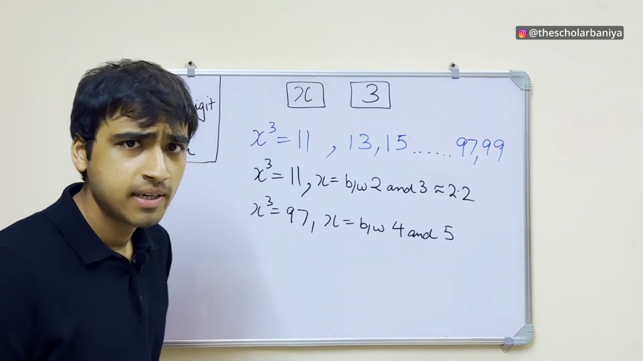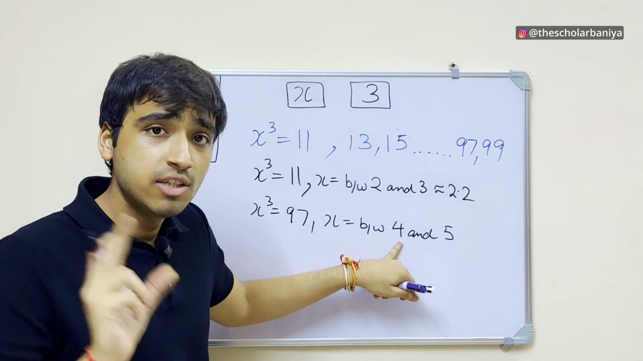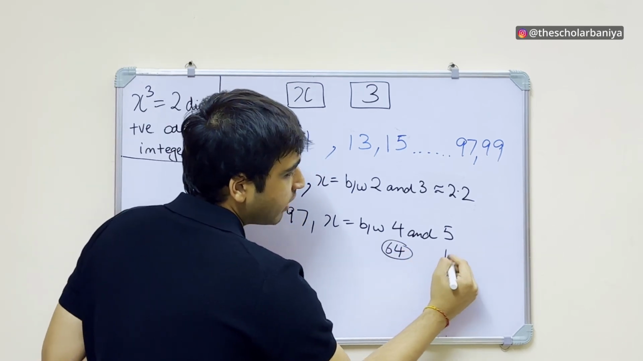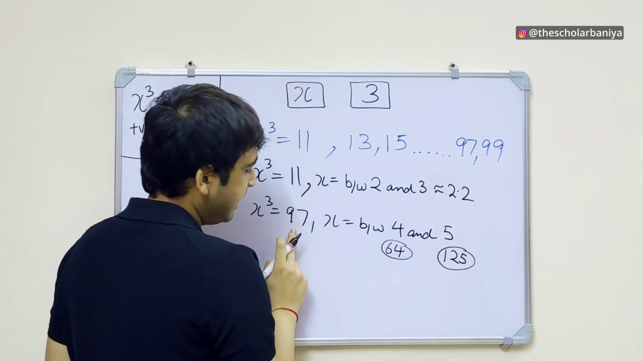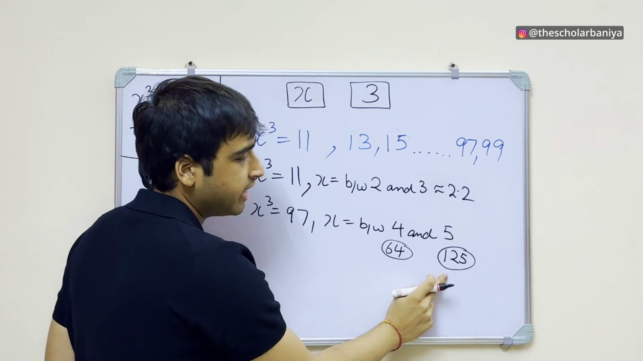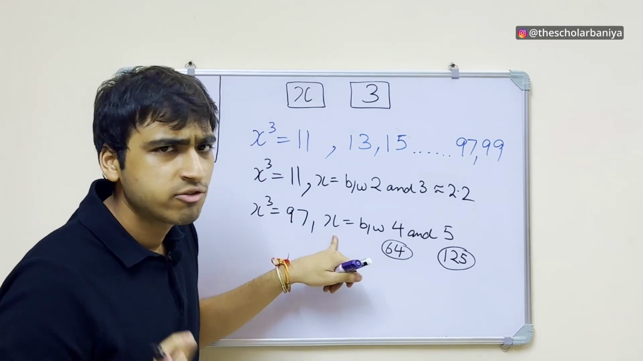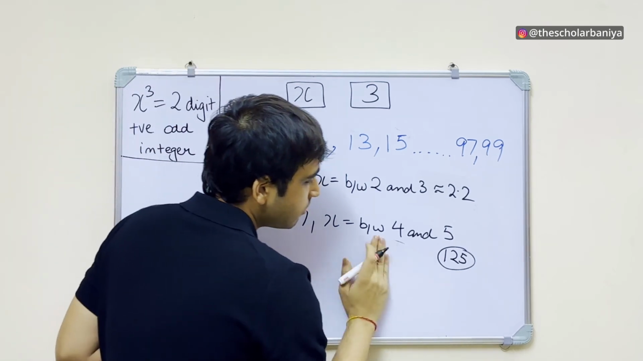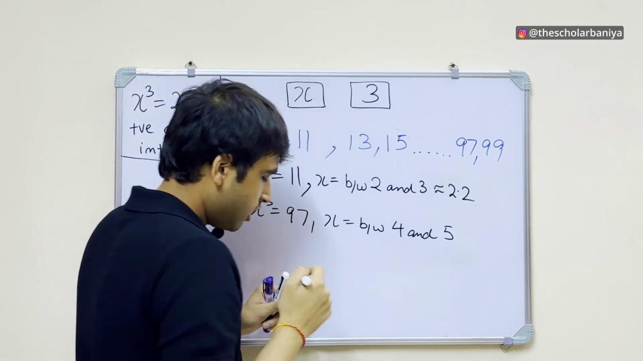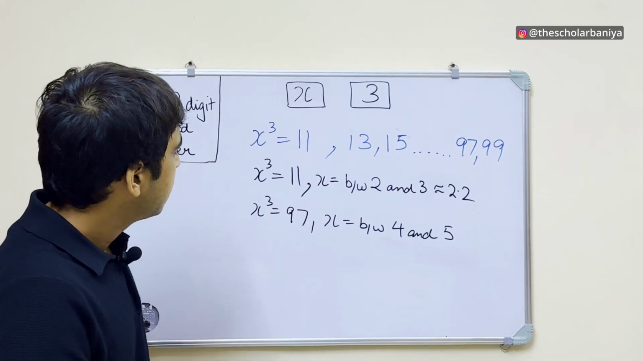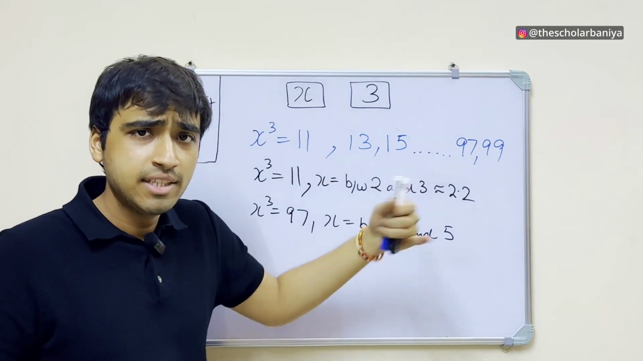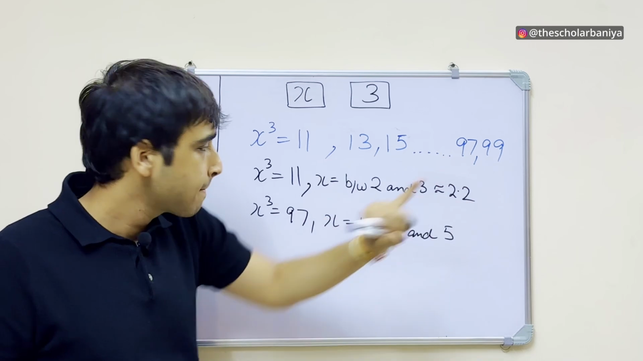I hope again this should be clear, because 4 cube is what? 64. 4 cube is 64, right? And 5 cube is 125. And 97 is between 64 and 125. So the value of x will be around 4.3, 4.4, whatever, I don't know, right? This means that x cube can be 11, 13, 15, 17, 19, 21, 23, 25 up to 99, right?